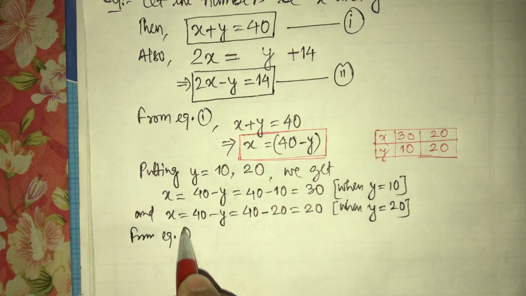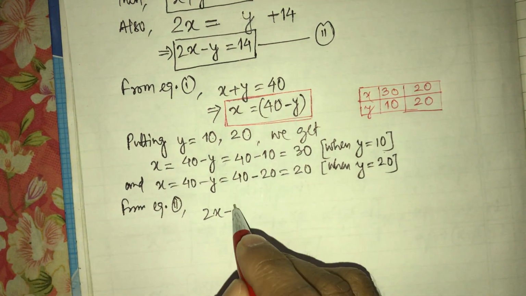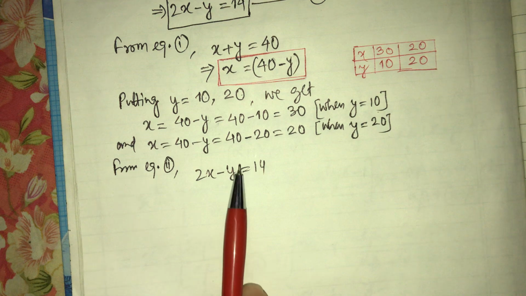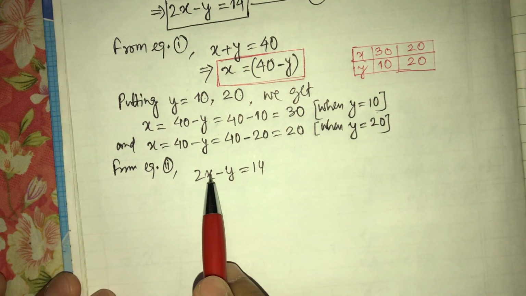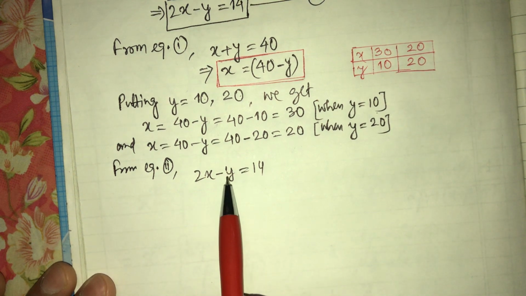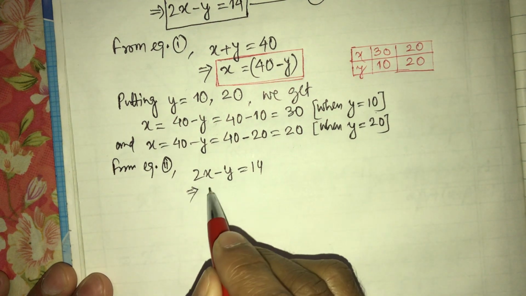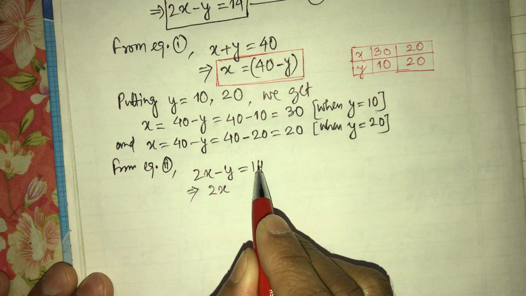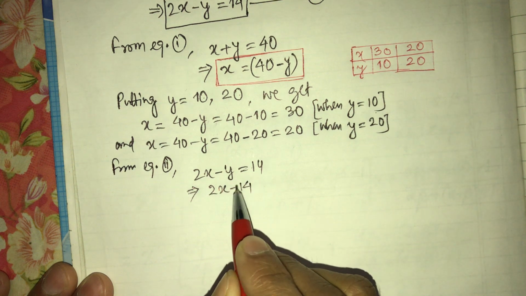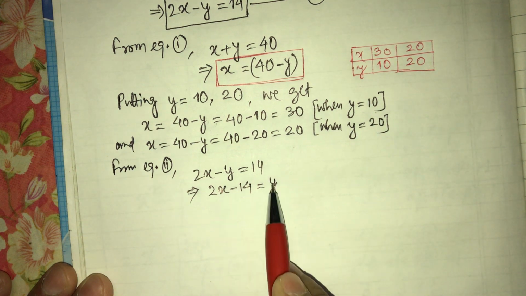From equation 2. Our equation 2 is 2x minus y is equal to 14. Now let's arrange it in the same way as we have done here. Here the coefficient of x is 2, and the coefficient of y is 1. Whichever is less, we'll go for that. Less is 1, so I will take this y. I'll keep this 2x here, 14 will shift towards the left, plus 14 becomes minus 14, and this minus y I'll shift towards the right to get y only, plus y.